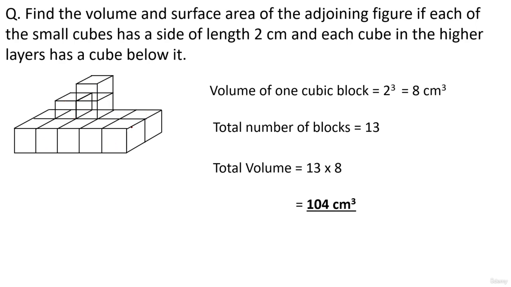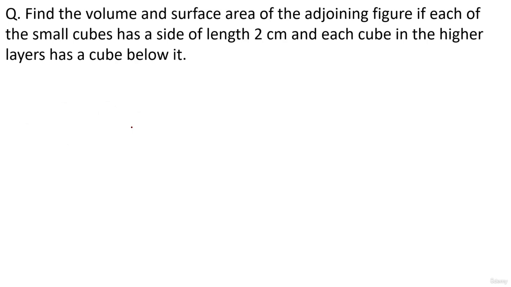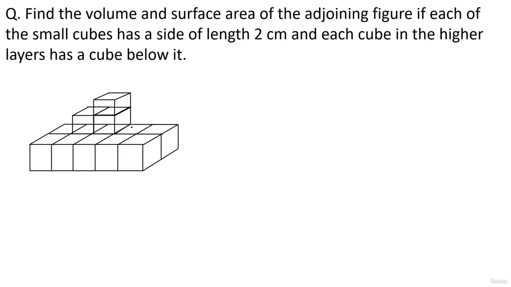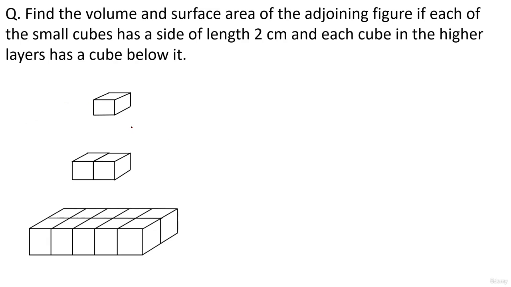Okay, guys. Now the next part is to find out the surface area. To find the surface area, what we will do is break this figure, we just break it open, and then find out the individual surface areas first. So what will be the surface area of the topmost block, guys? For the topmost block, the surface area will be 6 into a square, that is for the cube. That is 6 into 2 square equals 24 centimeter square.